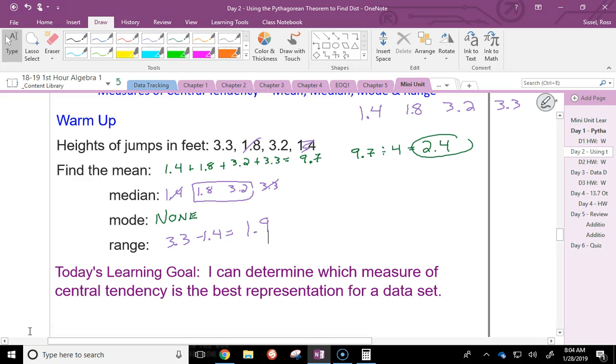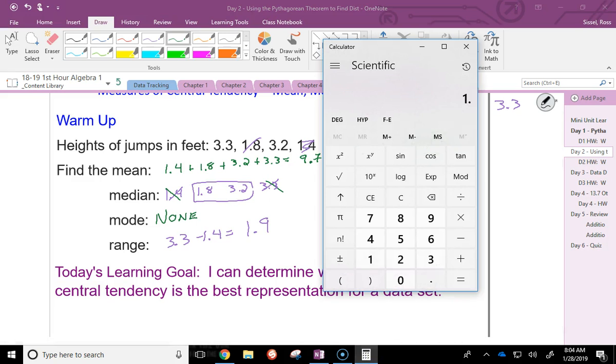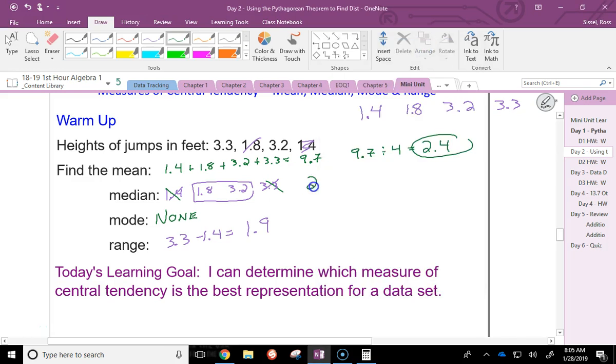Median, this is the one I have not finished. When we have an even number of data, we know we're going to have to change something. When I list them out, I always cross off on each side. This one came off, that one came off, but we have 2 left. You find the average between the 2 that are remaining. So 1.8 plus 3.2, divided by 2, so my median would be 2.5. If you ever have an even number of data, you know you're going to end up averaging.